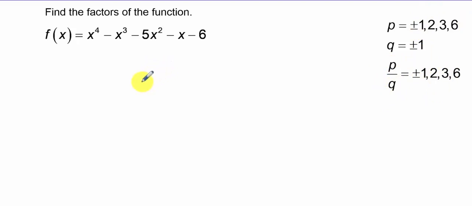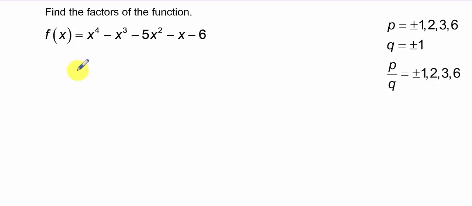And unfortunately, there's no good way right now. I'm not going to tell you yet, but the way we're going to find the possible factors is by dividing each of these possible roots into this function and finding where I get a remainder of 0. And we're going to use the synthetic division method to do that.